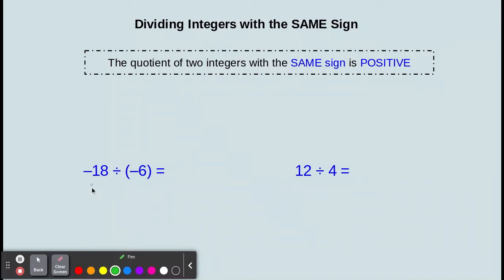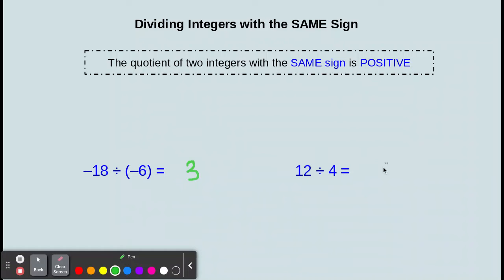So here we have negative 18 divided by negative 6, and that would be a 3. Now the answer is going to remain positive because both our signs are the same. We have a negative and a negative. Same signs, your answer is going to be positive.